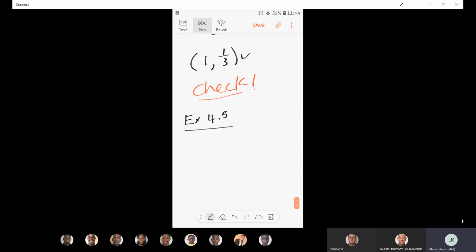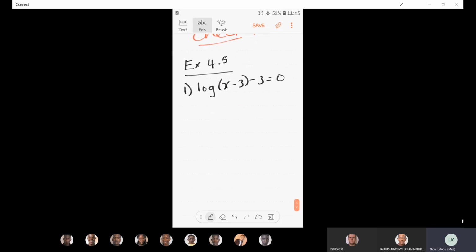With the first one, we have log of x minus 3 is equal to 0. So we are told to do this without a calculator. So we shouldn't end up with any decimals or anything like that. So the first thing we do here is we make the logarithm the subject of the formula. So we have log of x minus 3. This is equal to 0. This means that, sorry, this is not equal to 0. It is equal to 3. I add 3 on both sides.